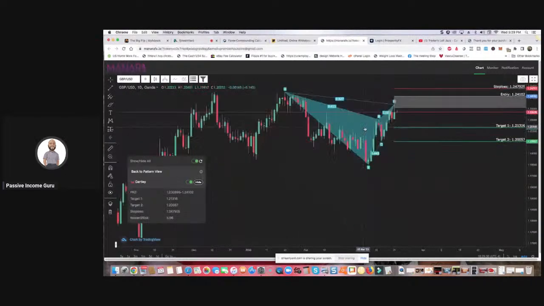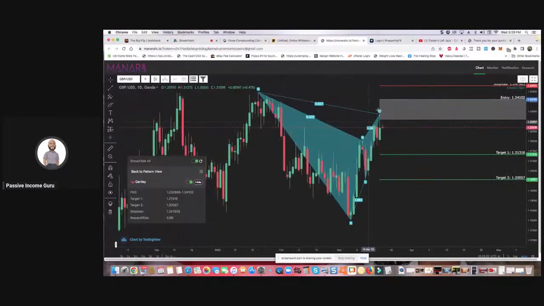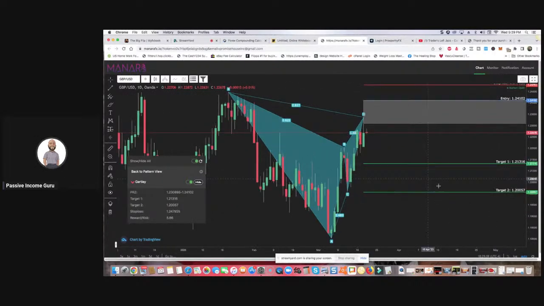So look at this setup right here. It gives you your entry, your stop loss here, and your target. Okay. Now, when I get the alert, I don't jump in the trade right away, guys. I look at the setup. I look at other confluence tools that I have on my other computer here, and I make sure that I like what I see, and then I get in.